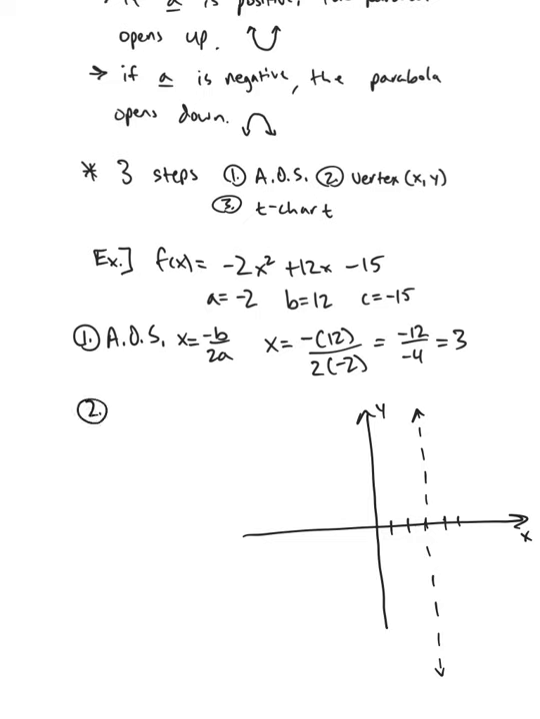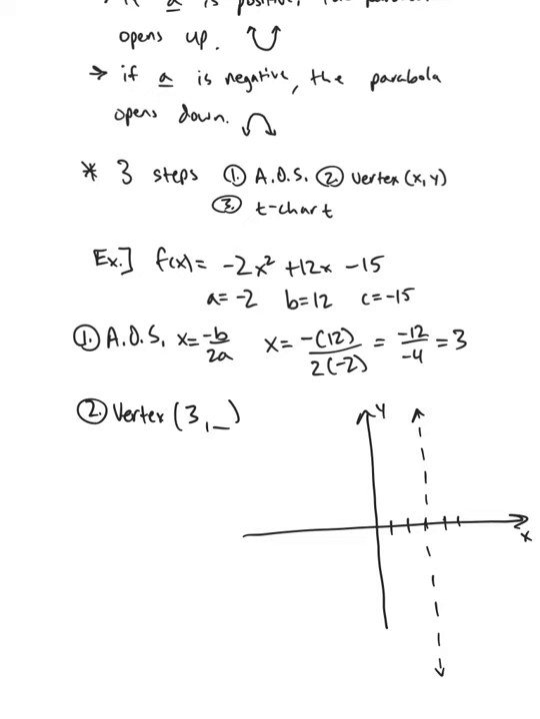The second step is finding the vertex, as we said. That was an x, y ordered pair. The x coordinate of the vertex is that axis of symmetry. The vertex is going to be on the axis of symmetry. So the x value of the vertex is 3. Okay, we need to find the y value of the ordered pair here.